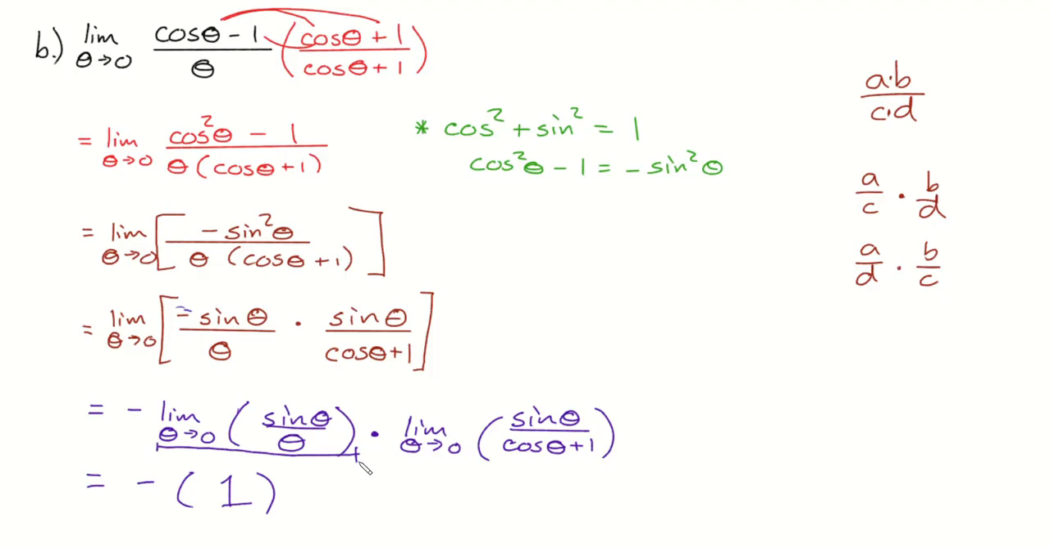What should we try for the other one? Let's try direct sub. If we try this, what's the sine of 0?